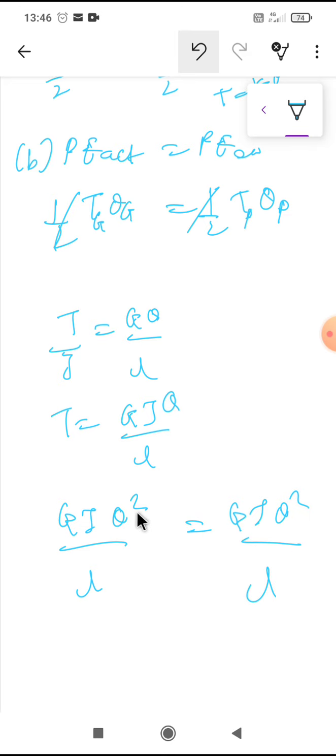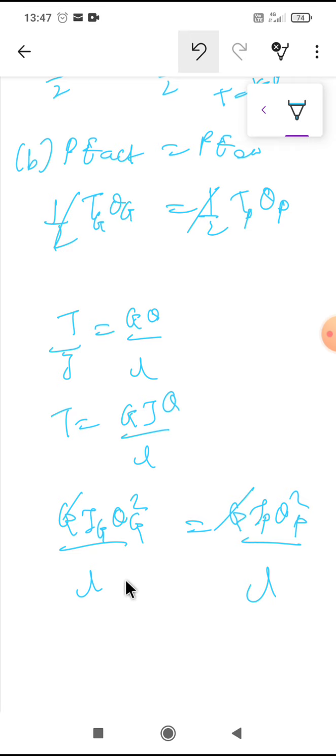Now θ is here θg and θ is here θp. Now as G is the modulus of rigidity, it will be the same as we are considering. So G will be the same, so it will get cancelled out. J is the shaft diameter, so the diameter will be different here. So the original system diameter will be different and the final system diameter is different. So the original system diameter is, suppose I am denoting by G and here P, and the length will also be different.